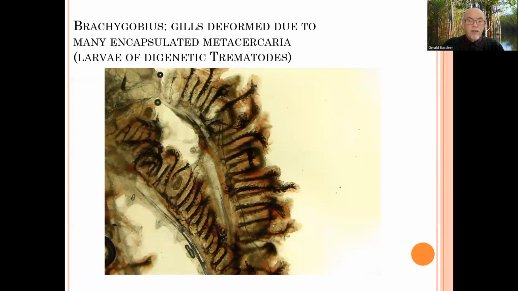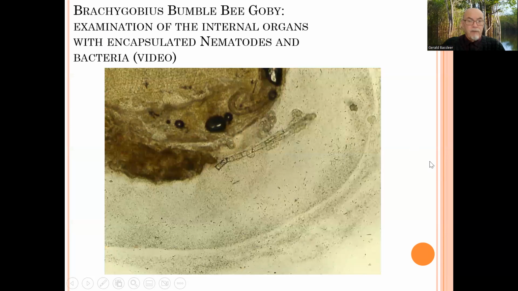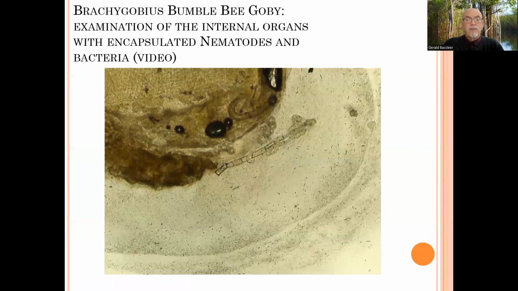Then we found in the gills encapsulated Metacercaria, or larvae of digenetic Trematodes. You see them here, you see them here, you see another part here, and here and here. And they're deforming the gills and making the gills a poor respiratory organ. So the fish, of course, will suffer and get weak and get other infections, particularly bacterial infections.